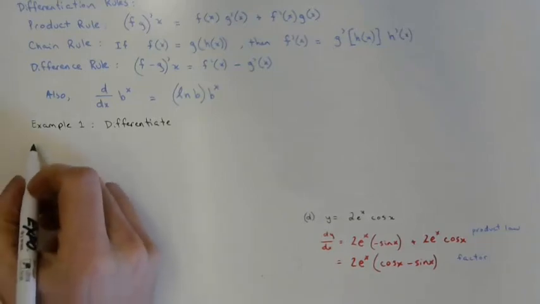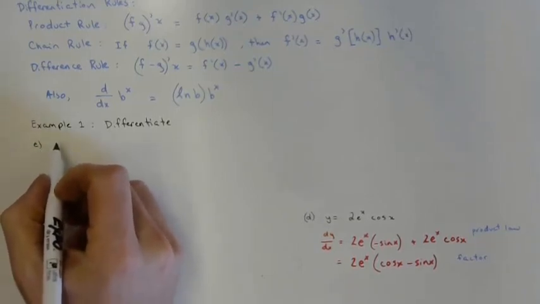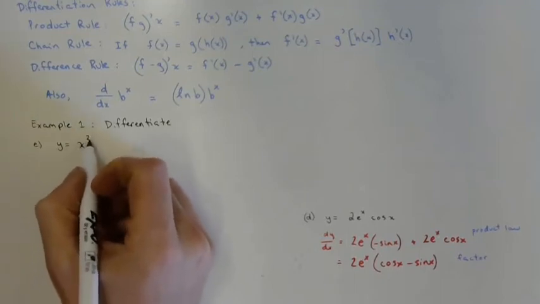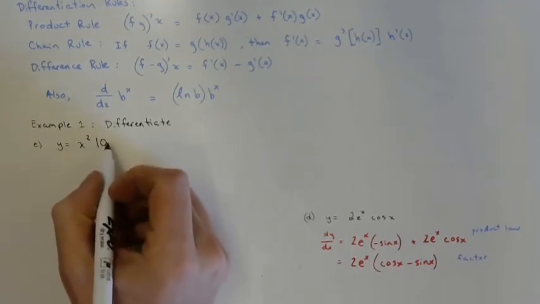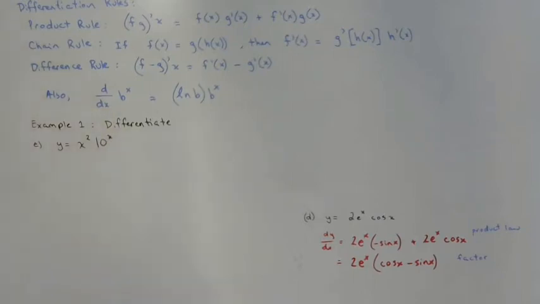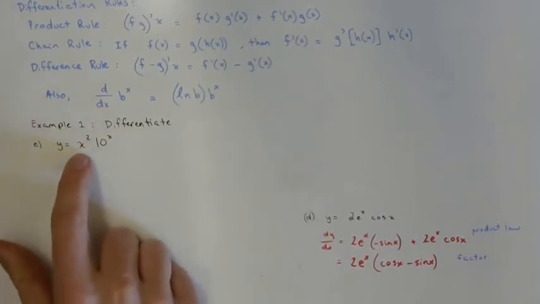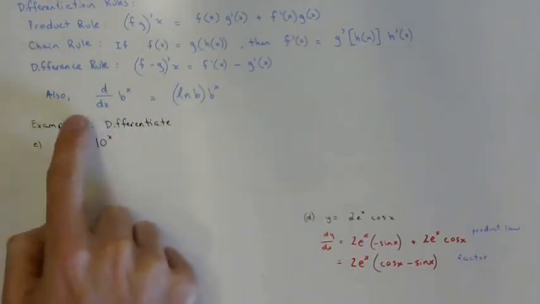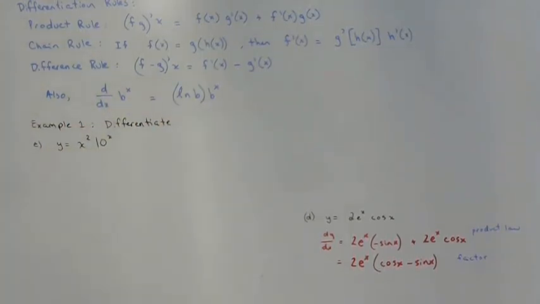Last one for example 1 is e. It looks pretty scary. x squared times 10 to the power of x. So now we have the product of a power function and an exponential function, and the exponential function's base is not e. So we'll have to remember what to do with that. We'll be using this rule up here.